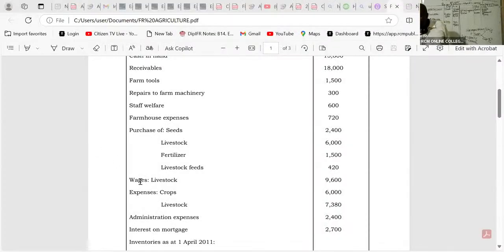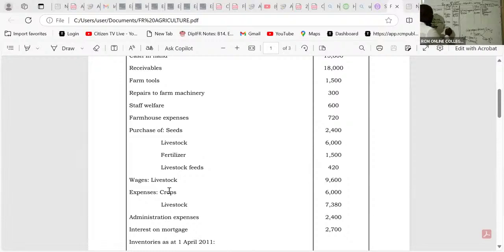Then you can see we have expenses, ladies and gentlemen. These expenses here are biological asset specific, and therefore they shall go to the revenue account. So we have here expenses that I'm just debiting. Expenses for the crop, ladies and gentlemen. Expenses for the crop, if you can see very well, there's 6,000.